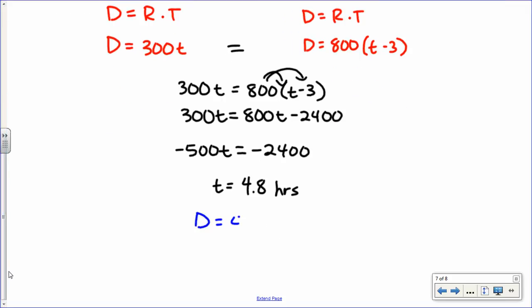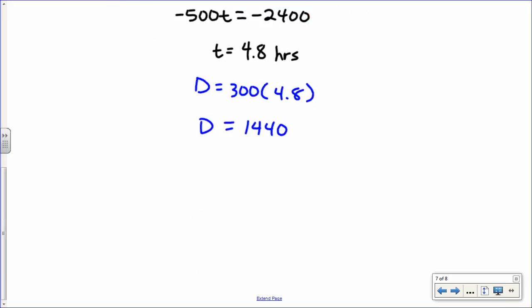So 300 times 4.8. It will be 1,440. What label? Miles from the airport.